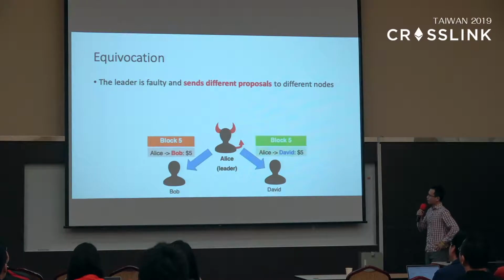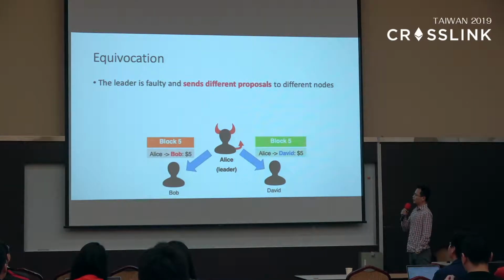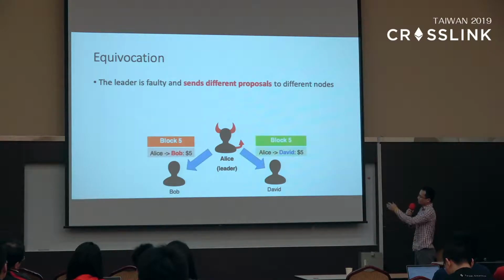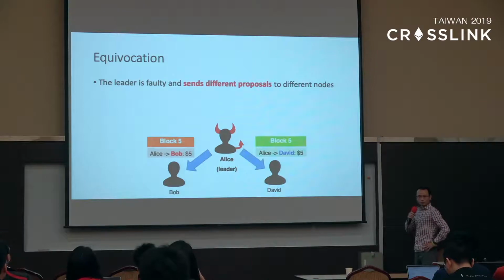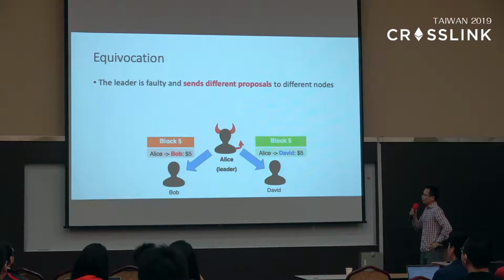Okay, so in this example, you see that Alice is the faulty leader, and what she did is to send different blocks to different users, or to different nodes. Okay, so you can see that Alice just sent an orange block to Bob and a green block to David. Okay, so in this slide, I'm going to use different colors to represent different blocks. Okay, so now Bob and David see different blocks.